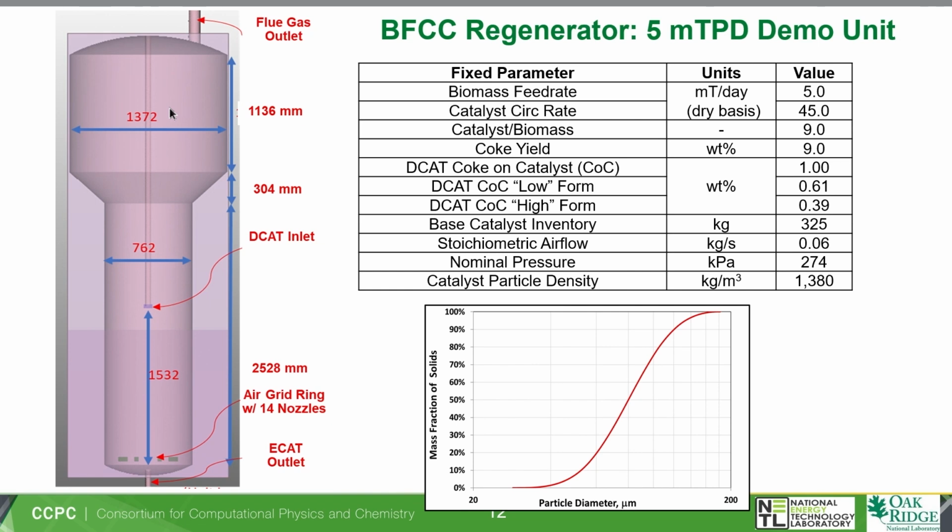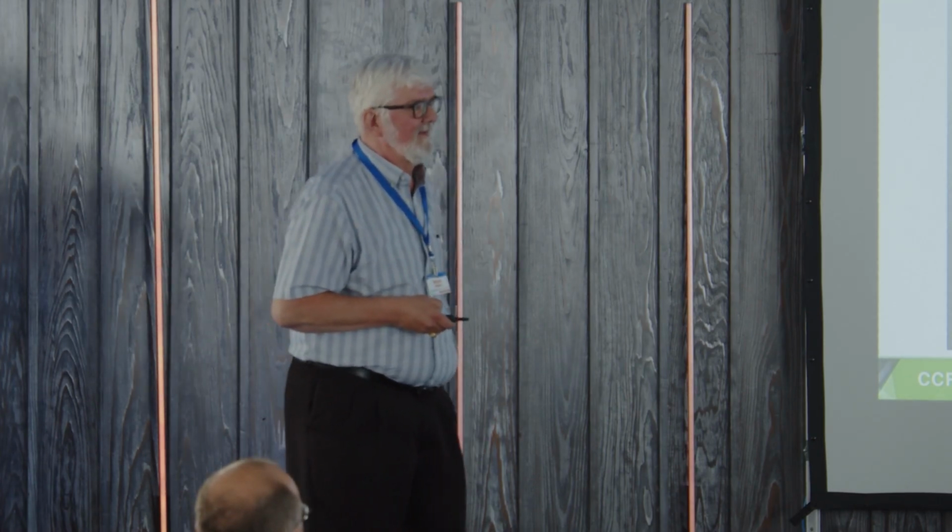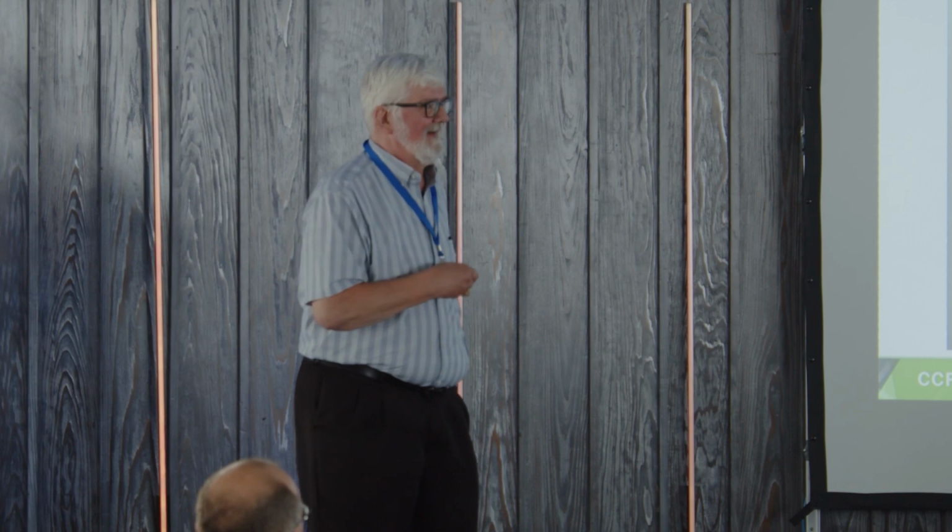Okay, now we're going to talk about Barracuda and regenerator modeling. Now we picked a very simple regenerator that has a catalyst inlet, a catalyst outlet down here, and a flue gas outlet, okay? This is a 5-ton per day demonstration unit scale regenerator. I'm not going to tell you how I know that this is a viable design, but this is a viable design.